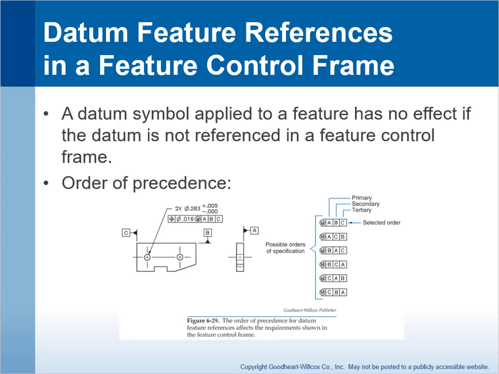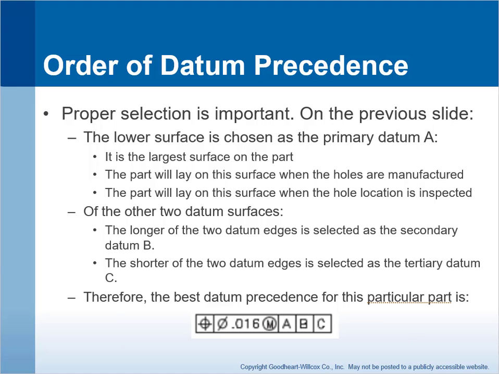Okay, datum feature references in a feature control frame. A datum symbol applied to a feature has no effect if the datum is not referenced in a feature control frame. You can identify it all day, but if you don't use that datum in a feature control frame like this, it's essentially worthless. And the order of precedence is what I'm saying you need to select. It could mean different things if these things are selected in a different manner. So what we're going to talk about in the next movie is order of datum precedence.